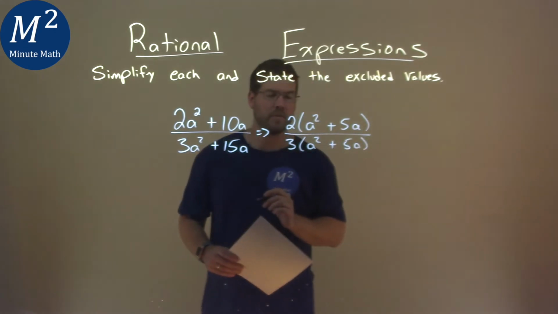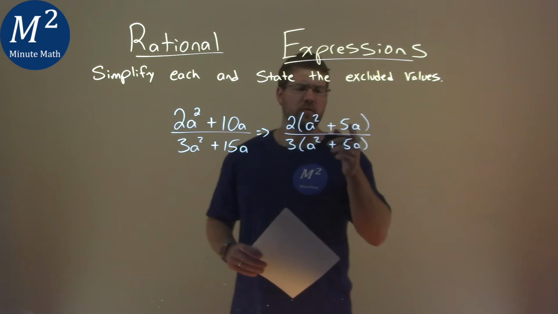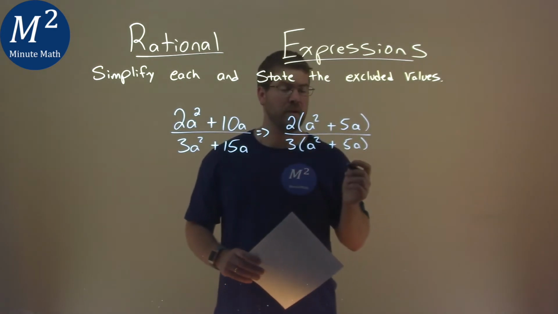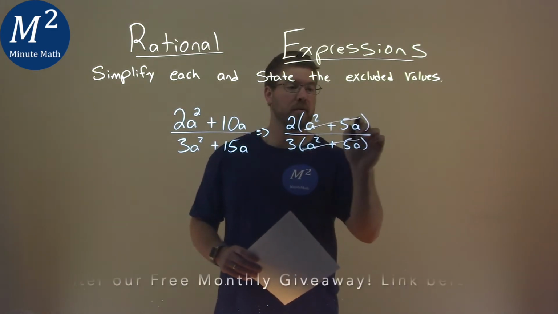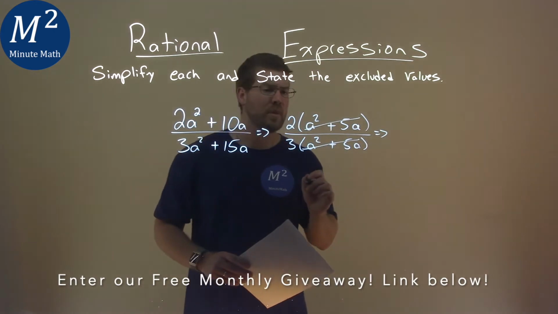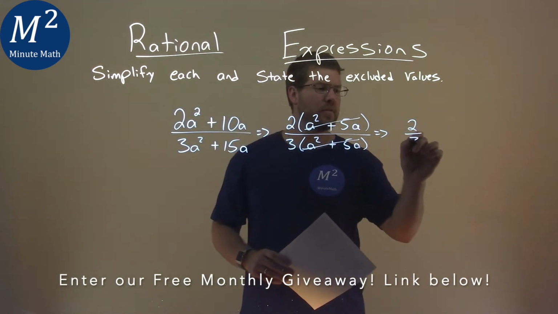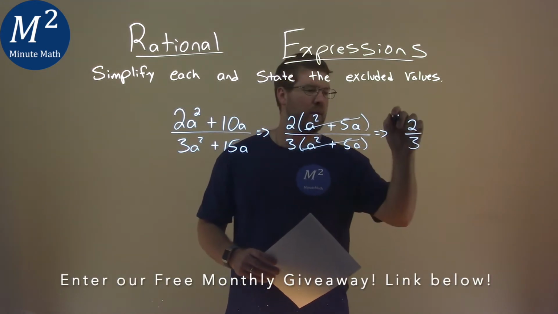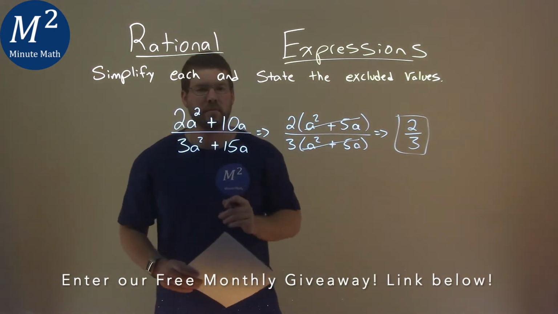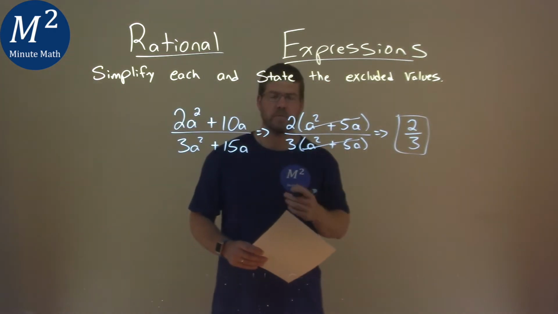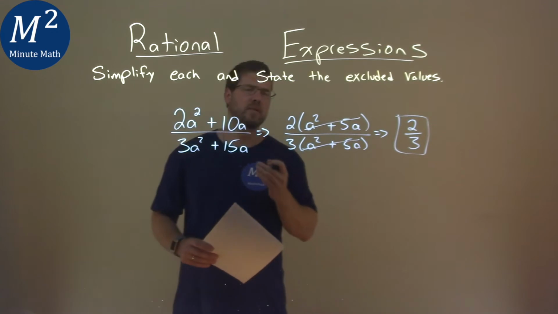Notice the repetition. Well, a squared plus 5a divided by a squared plus 5a is equal to 1. They cancel each other out. So we're really just left with 2/3. We can't simplify that anymore. And that's our simplified expression, 2/3. But we have to state the excluded value.